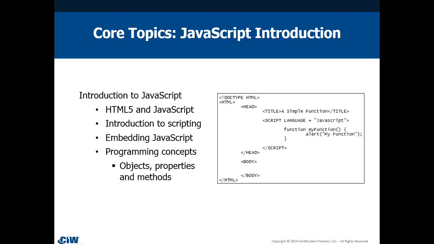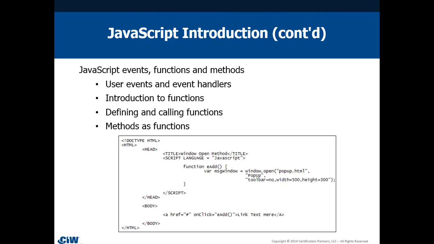And then the programming concepts. What is an object? What is a property? What is a method? JavaScript is a wonderful language because it's relatively easy to understand and learn. Also, we learned about JavaScript events, functions, and methods. These are just more of the nomenclature, and you learn about how each of these works.